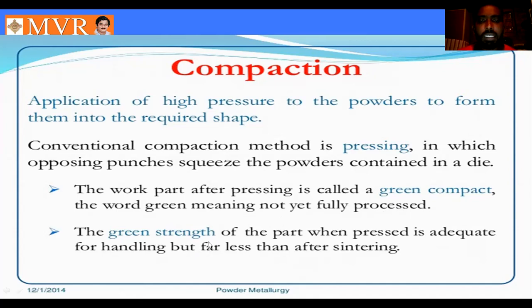The green strength of the part is adequate for handling but far less than after sintering. In this method green strength is very important, because the strength of the metal also matters. If the strength of the object is not good, it will break very easily, and we can see some defects in the metal. After completion of the object, the strength, which means its properties, is very important.